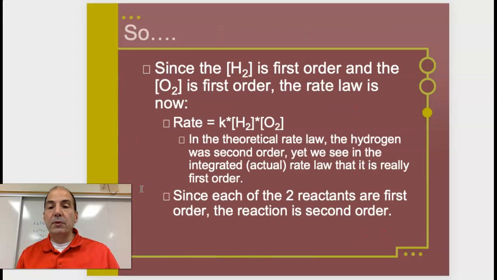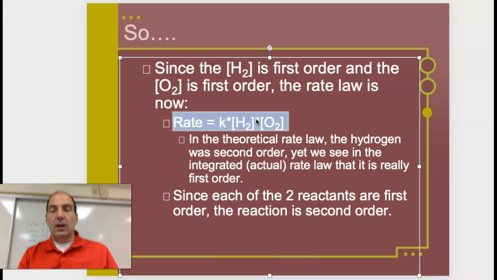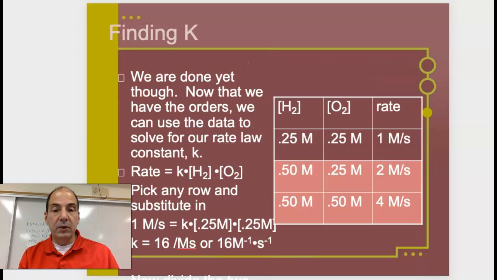All right, so hydrogen was first order, oxygen was first order. So the rate law, the actual rate law, is rate equals K times concentration of hydrogen times concentration of oxygen. In the theoretical model, we thought hydrogen would be second order, but it's not. Oh, okay, so that would even give us more information about the rate determining step, but we're not going to go there yet. Since this is first order and this is first order, I could say that this reaction is a second order reaction.